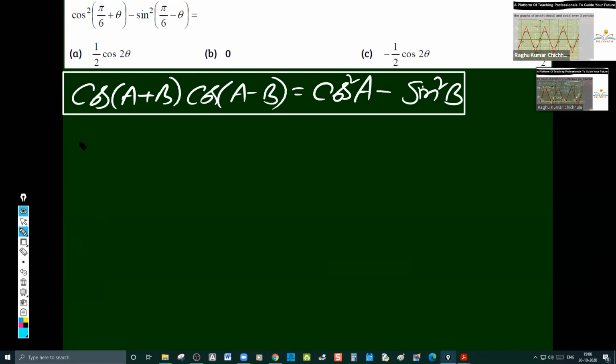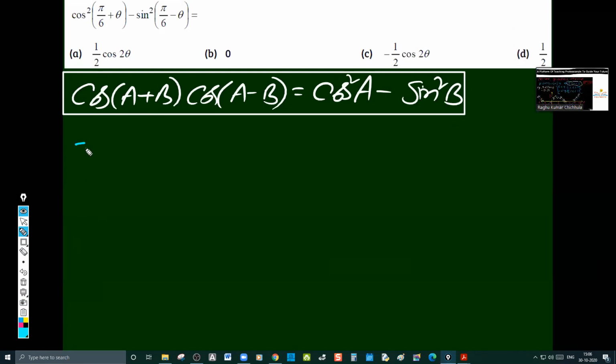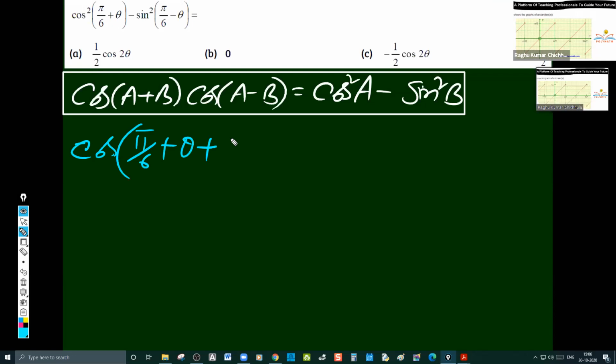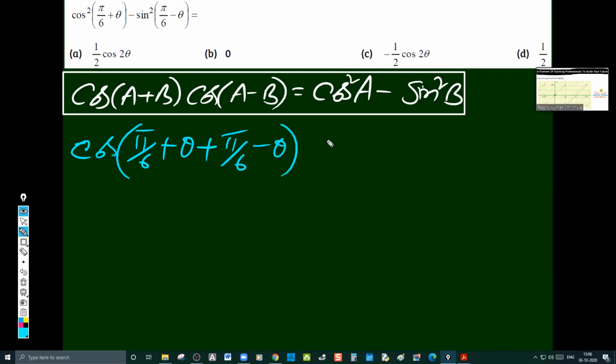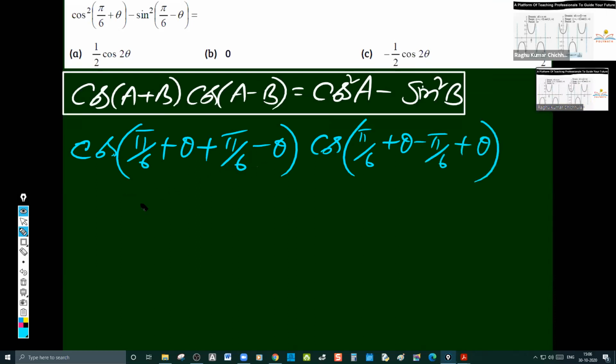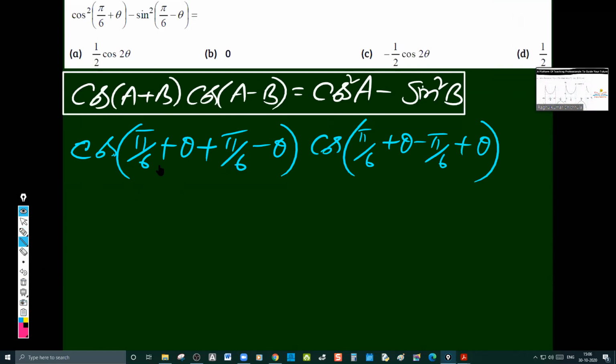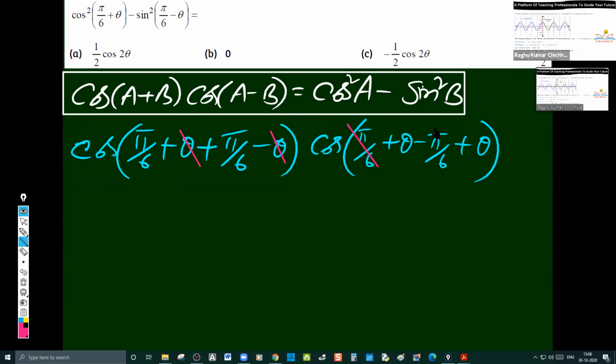Now, tell me how to apply this. Cos of pi by 6 plus theta, plus pi by 6 minus theta, next, minus pi by 6 plus theta. Okay. Now, what are the terms getting cancelled? In the first one, theta will be cancelled. In the second one, pi by 6 will be cancelled, sir. So this will be now.